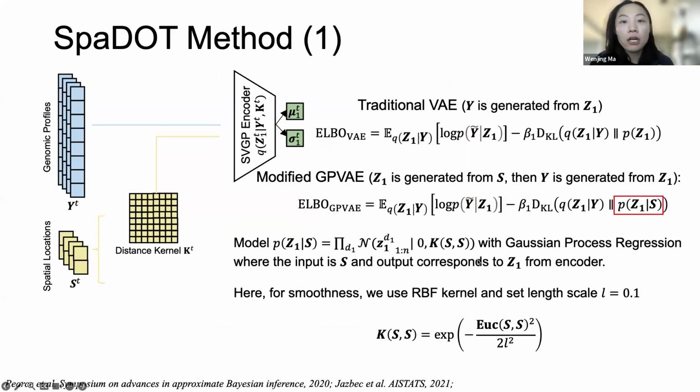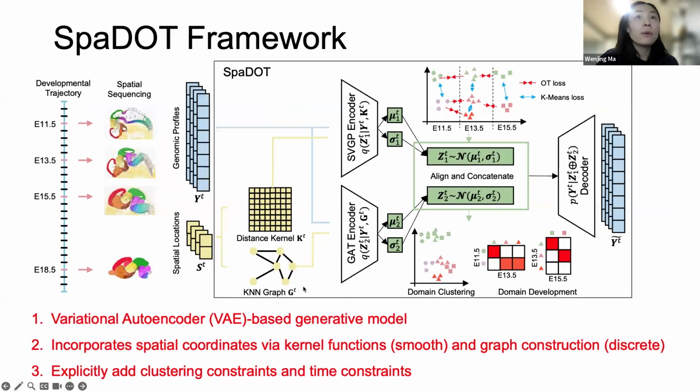So there are a lot of techniques involved in this SVGP. If you are interested, I would highly recommend you go over this paper here. It's from AI Stats. That's how they use the Gaussian process to model the spatial locations, along with the VAE encoder. And for the graph, we are using a separate encoder, which is the graph attention transformer, as I mentioned here.